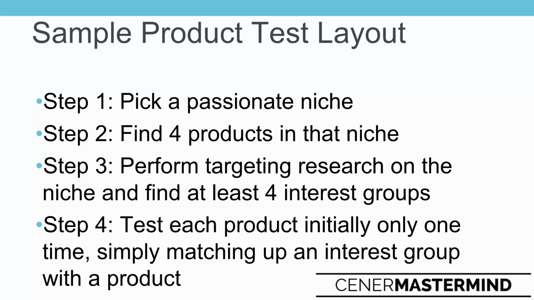Okay, step 4. We're going to test each product initially only one time. And how are we going to do this? We're simply going to match up one of our 4 products with one of our 4 interest groups for the targeting. Okay, let me clarify something that I know you're thinking right now. Do I need to test a product with all 4 of the interest groups? No. Again, products are worthless. Products are a dime a dozen, right? I only believe that a product deserves one initial test.